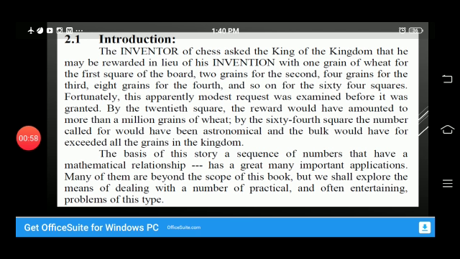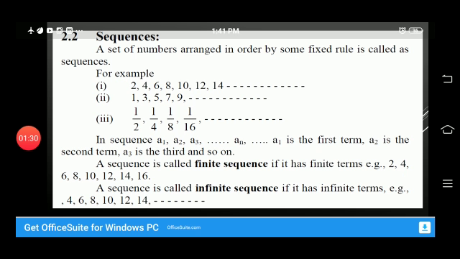By the 64th square, the number called for would have been astronomical, and the bulk would have exceeded all the grains in the kingdom. The basis of this story, a sequence of numbers that have a mathematical relationship, has a great many important applications. Many of them are beyond the scope of this book, but we shall explore the means of dealing with the numbers of practical and often entertaining problems of this type.